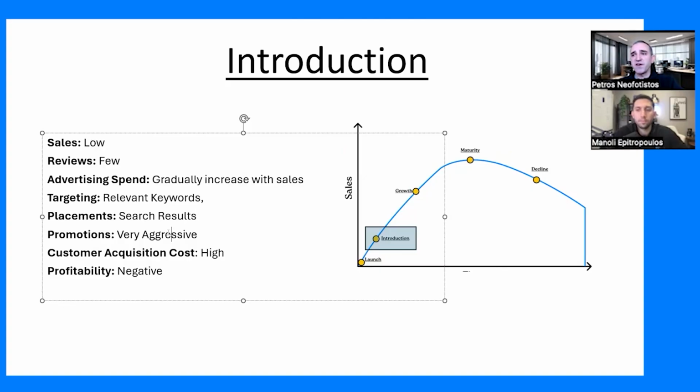Your promotions are still very aggressive. You're still asking, begging people to buy your product. Your customer acquisition costs are still very high, but not as high as they were during the launch phase.